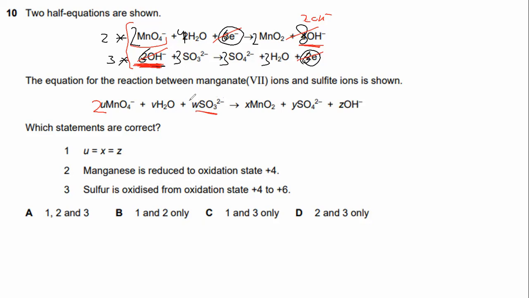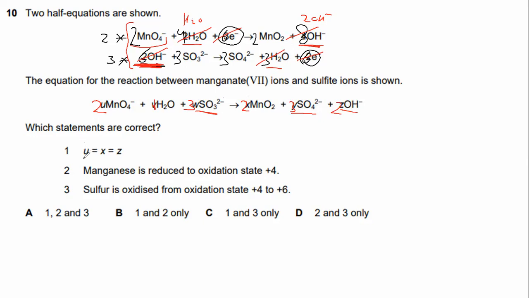SO3 2-, here we got 3 of it. Water, guys, 1 will remain here, 1 H2O. Here we have 4, here we have 3. So 1 H2O remained. In the product side, how many MnO2? We got 2 MnO2. And for SO4 2-, we got 3 of it. For OH minus, we got 2 of it.